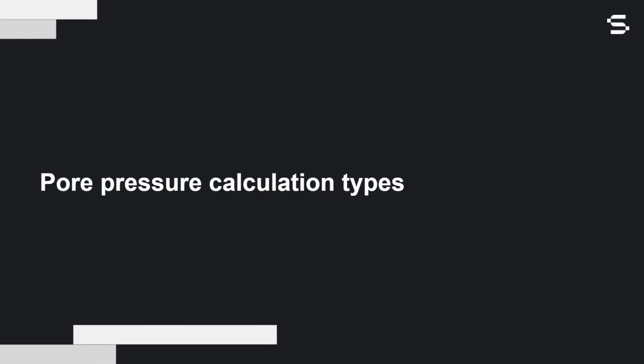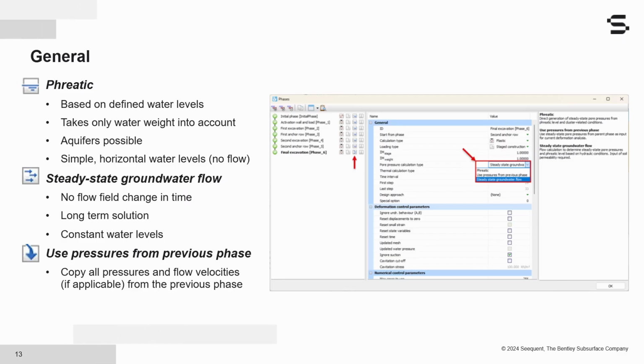Now, let's move on to how we can define those pore pressure calculation types in Plaxis. As you may be aware, Plaxis offers two options for dealing with changes in pore water pressure distribution, and I will go into more detail later. As you can see on the right, these options are available in the phase calculation window under the pore pressure calculation type option.